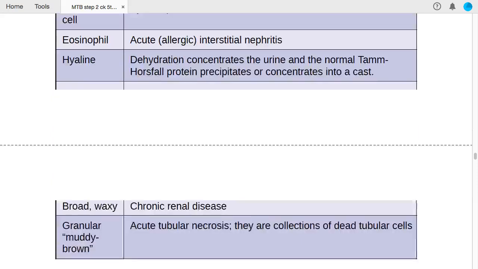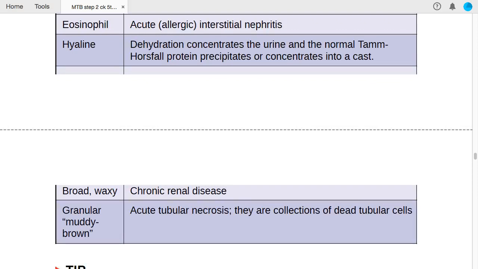Now, if you see broad waxy casts, it means it's pertaining towards chronic renal disease. If you see granular or muddy brown casts, it means it's a case of acute tubular necrosis, and they are a collection of dead tubular cells. So a granular or muddy brown cast is pertaining towards acute tubular necrosis. It's giving you a clue that this is a case of ATN, presenting in the form of granular muddy brown casts.